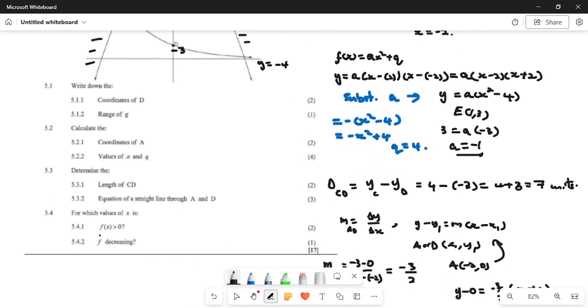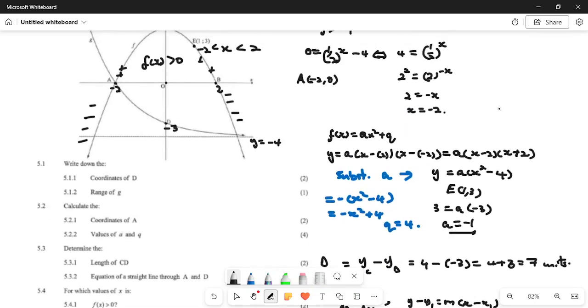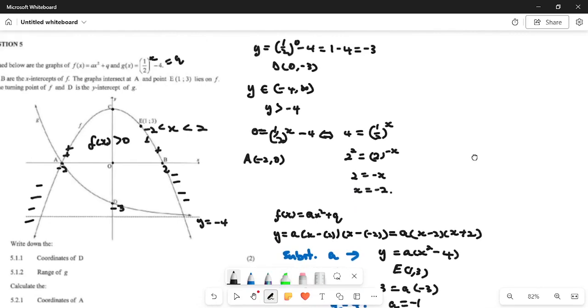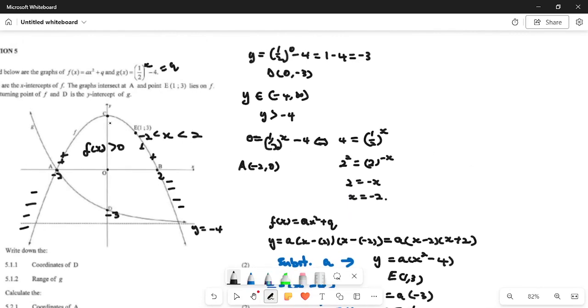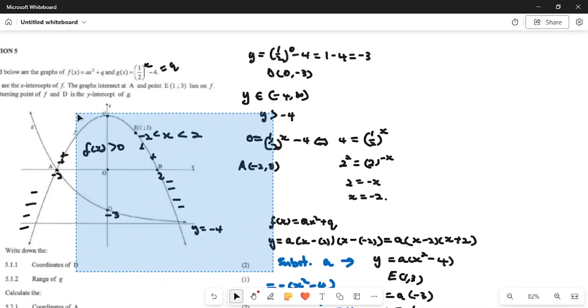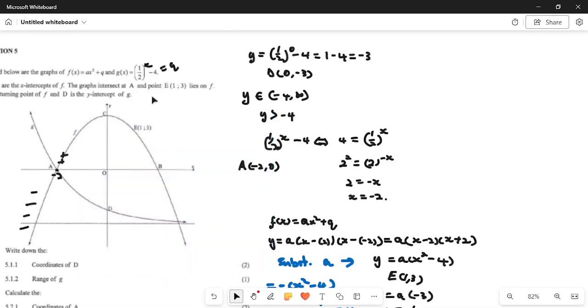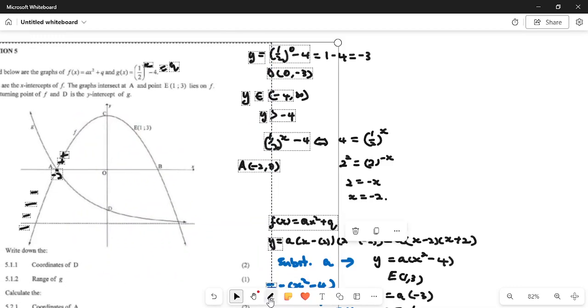And then the last question, for which values of x is f decreasing? So for which values of x is our function f decreasing? So let me erase all of that.